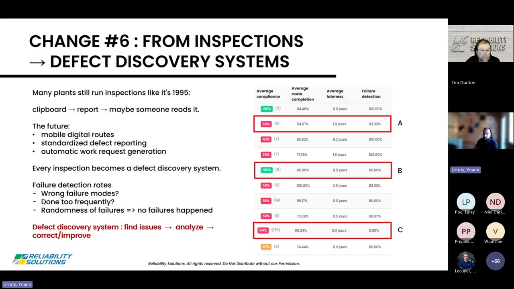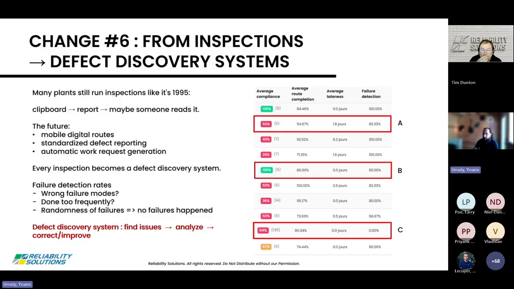So the first one, case A here, has a schedule compliance of 50%. It's been executed 6 times over the past period of time. So 50% of the time. But the failure detection rate is 83%. So 83% of the time, we found at least one issue. So the recommendation here would be, well, you should comply a bit more with the schedule, because really that route is very positive in terms of failure finding.